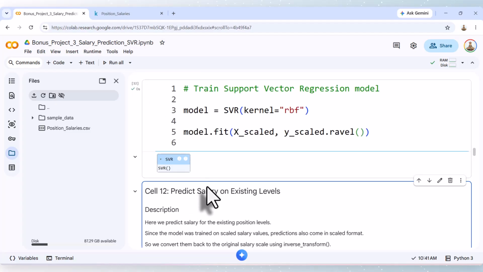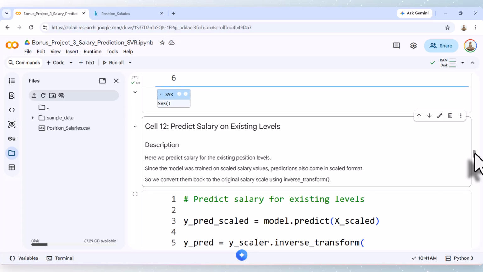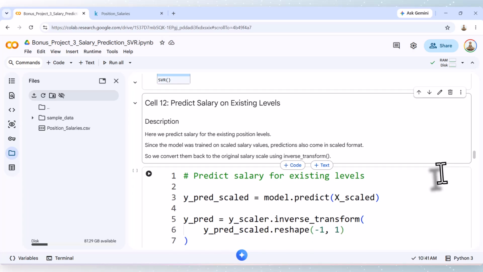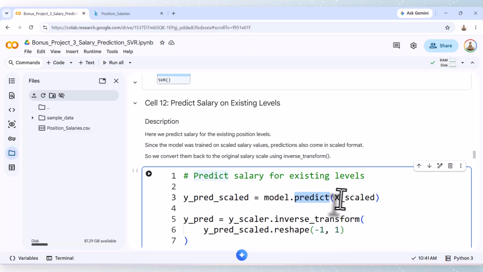Okay. So now the training is completed. It tries to create a smooth curve that captures the salary pattern. Now predict the salary on the existing levels. On the X scaled data, I am going to predict it: model.predict of X scaled data. I'm taking only the existing data itself, that's why I'm taking X scaled. Then I'm going to store that in y_pred_scaled.